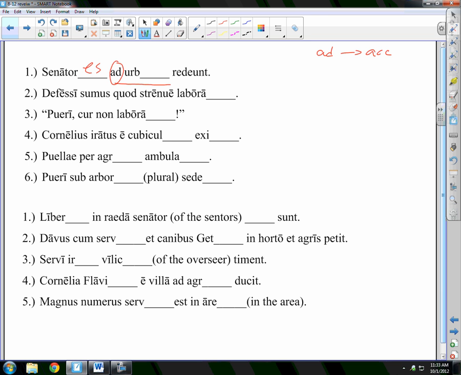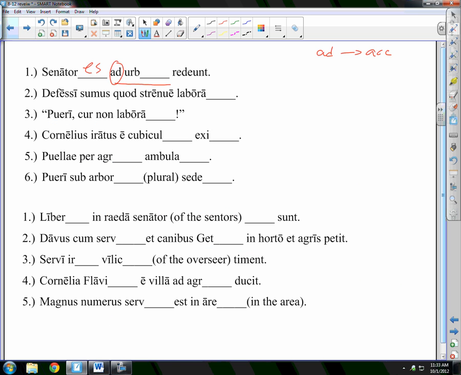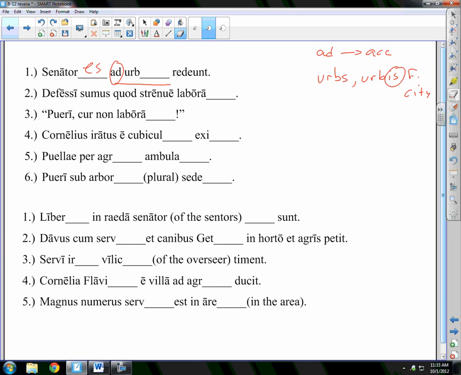The next thing I have to do is determine what declension it is. Right? So I'm looking for the declension at this point. And when I look this up in the back of the book, I find urbs, urbis, feminine, city. This tells me that it is a 3rd declension word.